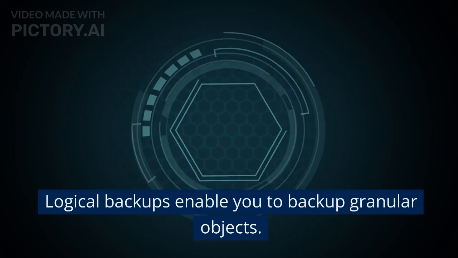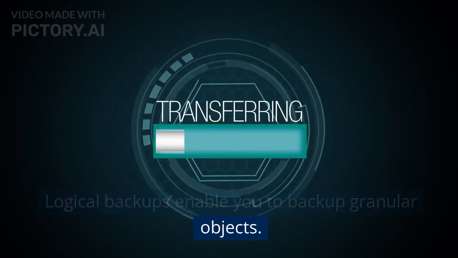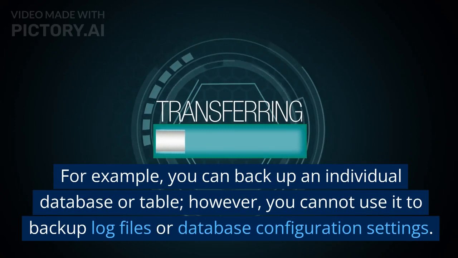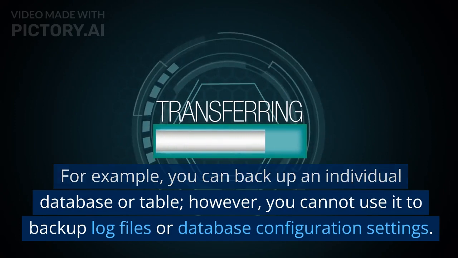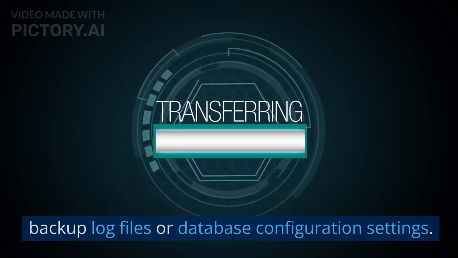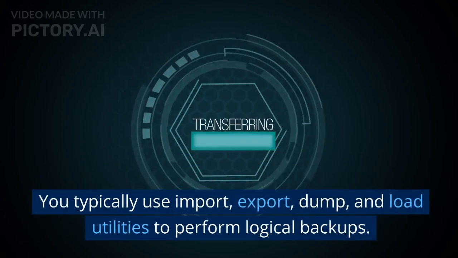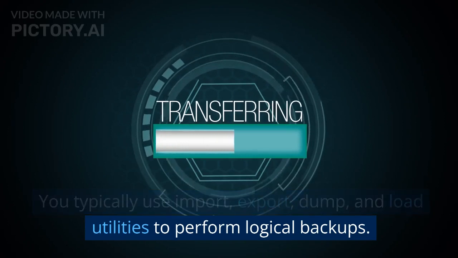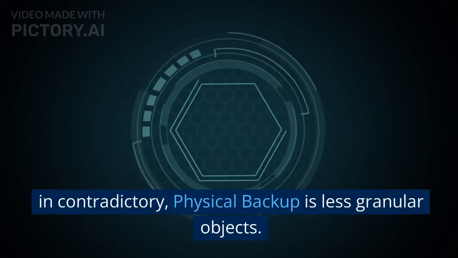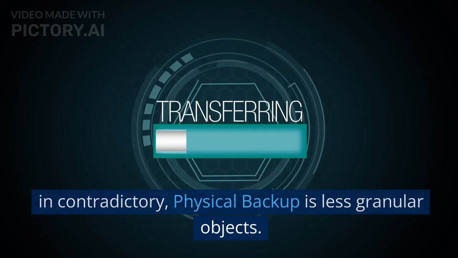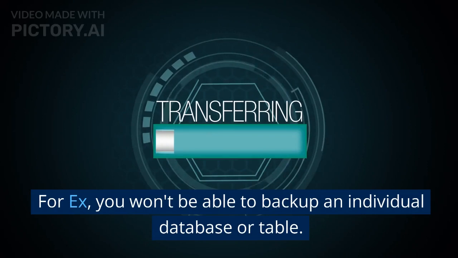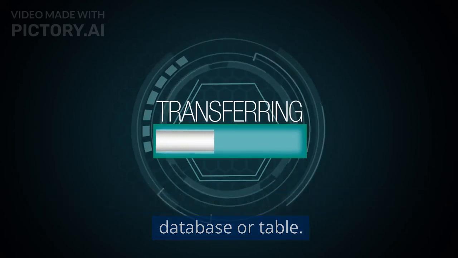Granular. Logical backups enable you to back up granular objects. For example, you can back up an individual database or table. However, you cannot use it to back up log files or database configuration settings. You typically use import, export, dump, and load utilities to perform logical backups. In contrast, physical backup is less granular. For example, you won't be able to back up an individual database or table.